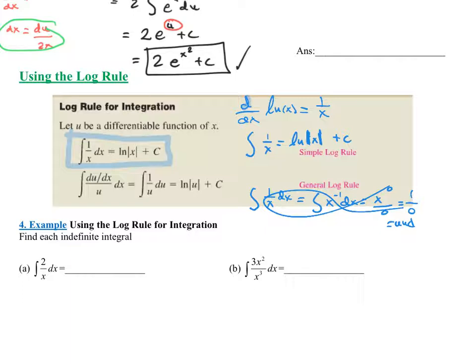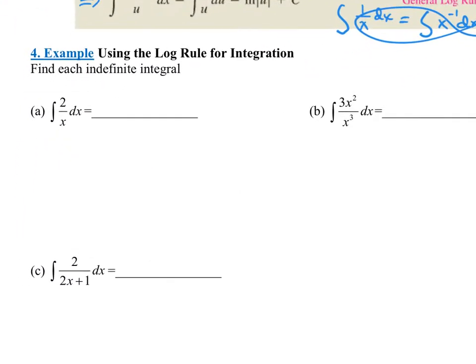So if you have 1 over x, the antiderivative of 1 over x with respect to x is equal to the natural log of the absolute value of x plus c. The second part here just says, yes, it works with u substitution as well. So let's go ahead and take a look at some of these examples.